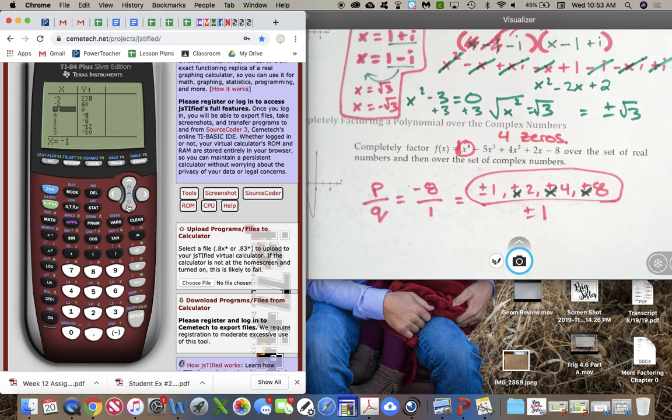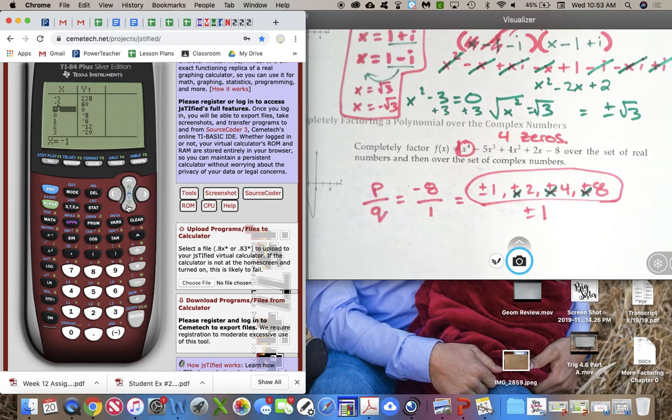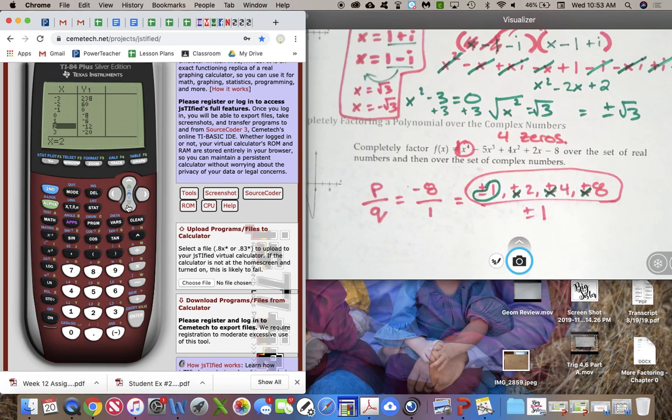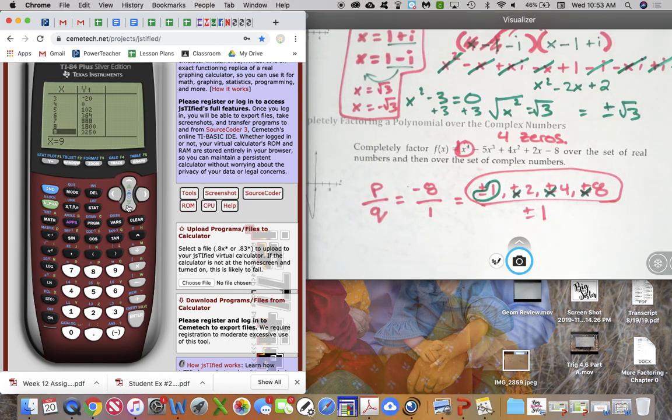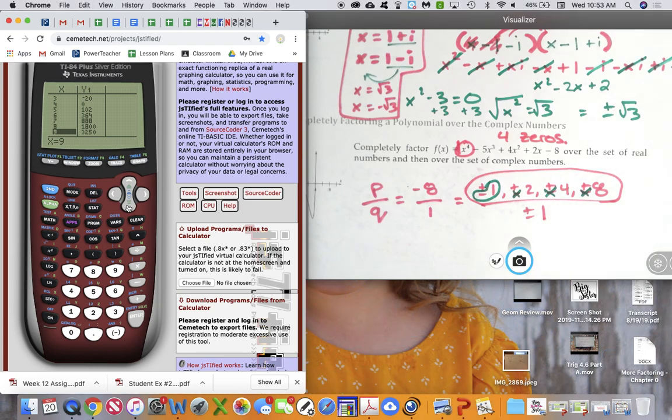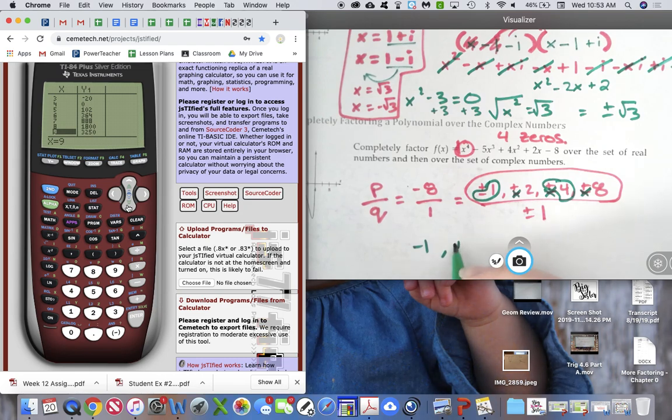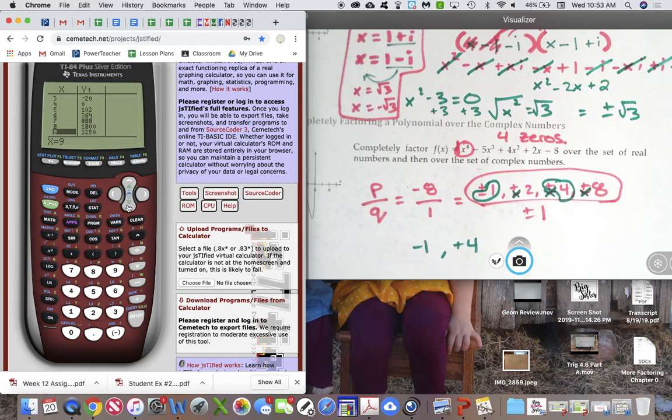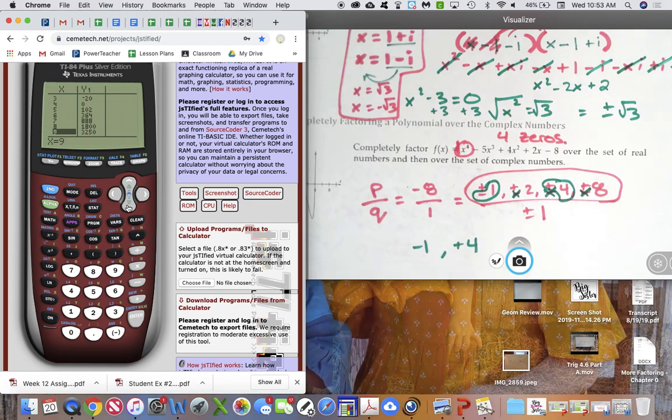Now -1 works. Does +1 work? Does +2 work? Does +4 work? Does +8 work? No. So we've got 2 of these: -1 and +4. Those work. So now, how do we find the other 2? We can use synthetic division.